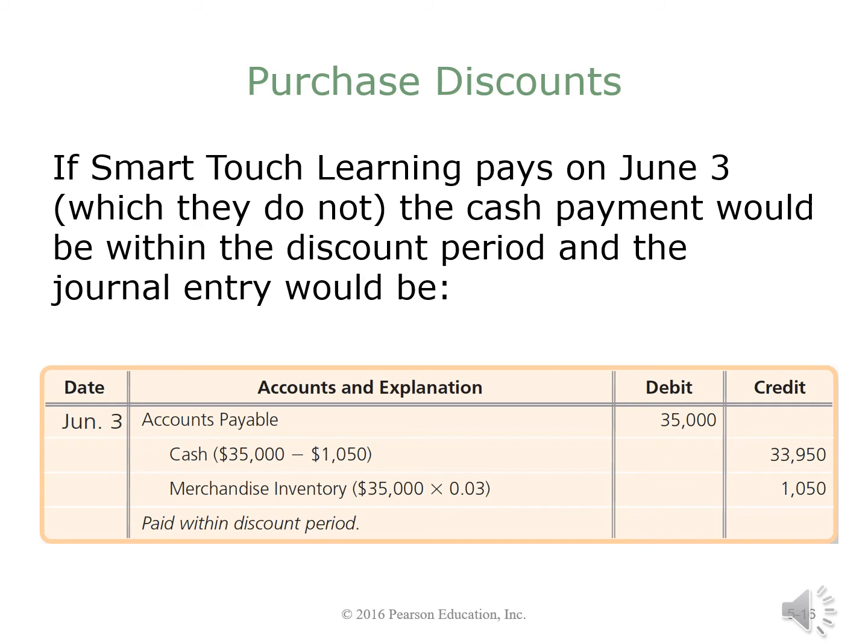When we take that discount, we're actually reducing the cost of purchasing that merchandise inventory. Remember, our merchandise inventory was posted as a debit when we purchased it. If we reduce that purchase by taking a discount, then we need to reduce that account, and that would be with a credit. So we're going to credit merchandise inventory for $1,050. The cash account becomes the difference between those two numbers, between accounts payable of $35,000 and our discount of $1,050. We need to credit our cash account to show that we're paying that amount.